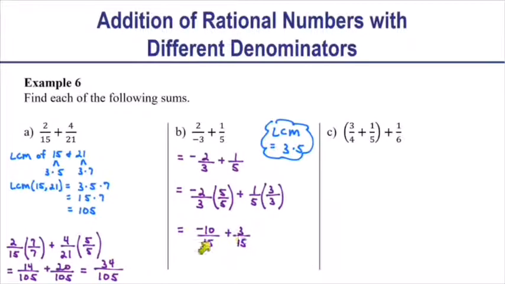Now we can add the tops, keep the denominator the same. So negative 10 plus 3 is negative 7, and the denominator is 15.